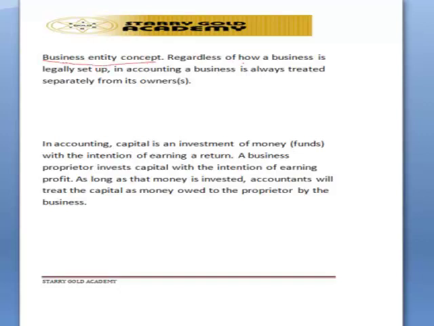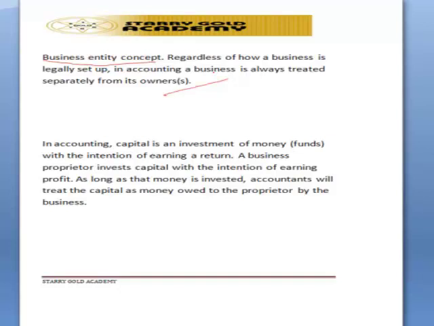Regardless of how a business is owned, whether it is a sole trader or a partnership, the business entity concept recognizes that every business is a separate entity. The business is separated from the real owner. So regardless of how a business is legally set up, in accounting a business is always treated separately from its owner. We must take that concept into consideration in all accounting, irrespective of the form of business ownership.